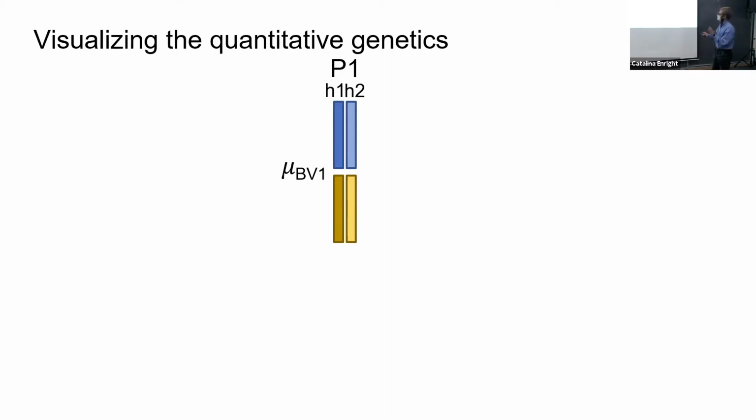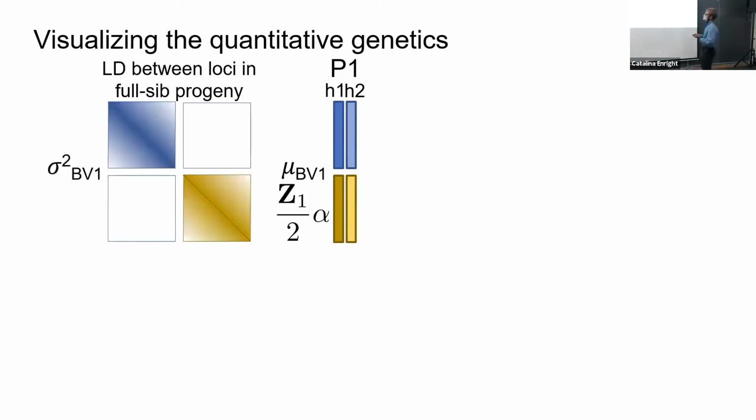But okay, so I have it phased, and I can calculate the mean breeding value if I know the additive effects, and now I'm dividing them by 2 because I'm just interested in the mean breeding value for a gamete that comes from this parent, right? For the variance among the gametes, the breeding values of the gametes, what I need to know is the linkage disequilibrium between the loci that are contributing to the breeding value.